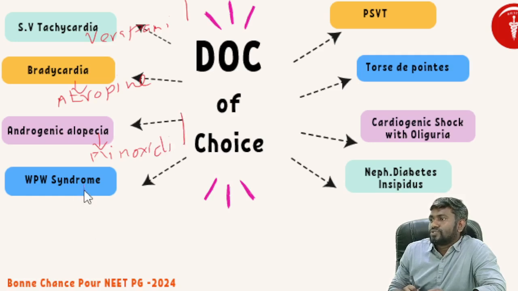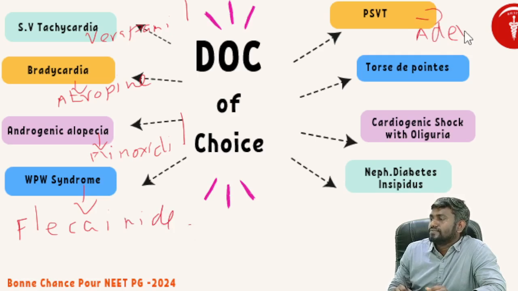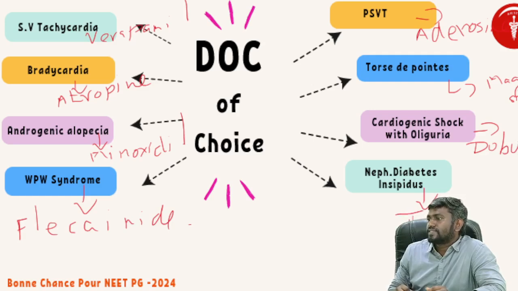We have WPW syndrome, Wolff-Parkinson-White syndrome. What are we going to give? PSVT, we are going to give adenosine, supraventricular tachycardia, adenosine. In case of torsades de pointes, we are going to give magnesium. For cardiogenic shock, we are going to give dobutamine. And nephrogenic diabetes insipidus, we are going to give thiazides.